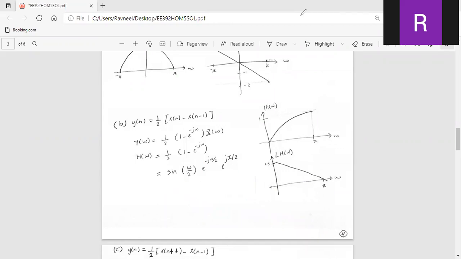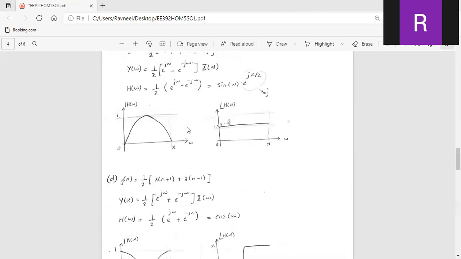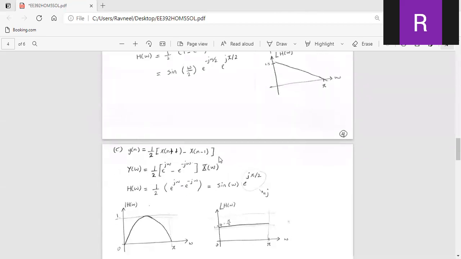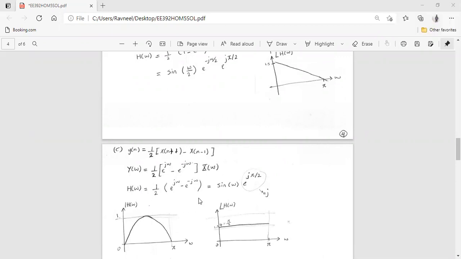So moving on to the next question, right? Again, the same thing has been done over here as well. The same part, again, rewrite it in terms of omega and then simplify it, right? They have written it in terms of this. And then we find our frequency response, the system response, that is H omega, that is in terms of this, right? This is what we get.